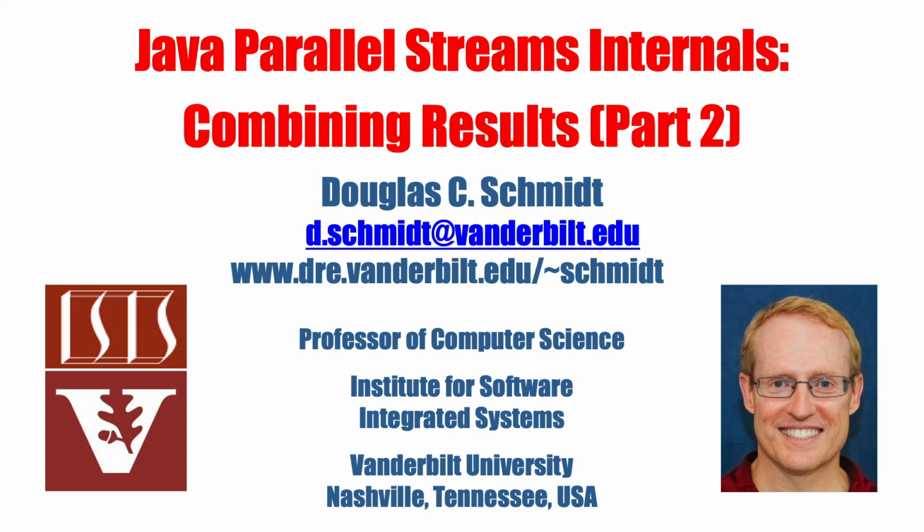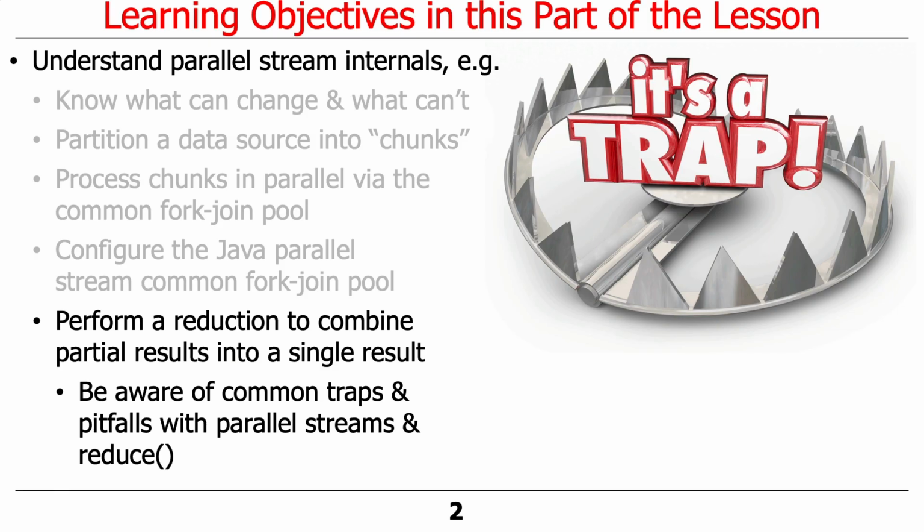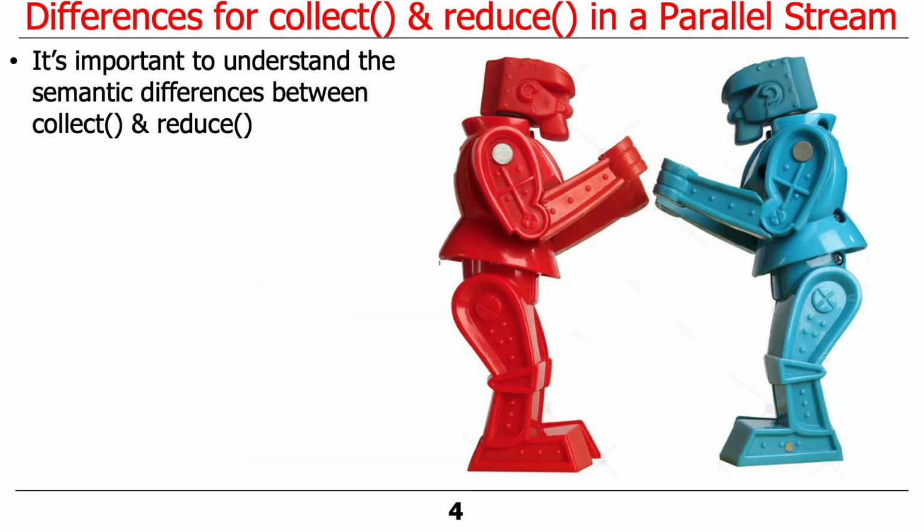So now that we've talked about the way that results can be combined, and some of the differences between collect and reduce, let's now see some of the traps and pitfalls that can occur when you use parallel streams and reduce and don't remember that reduce requires or expects immutable behaviors. So we're going to take a look at a fun example that will illustrate how all this works.